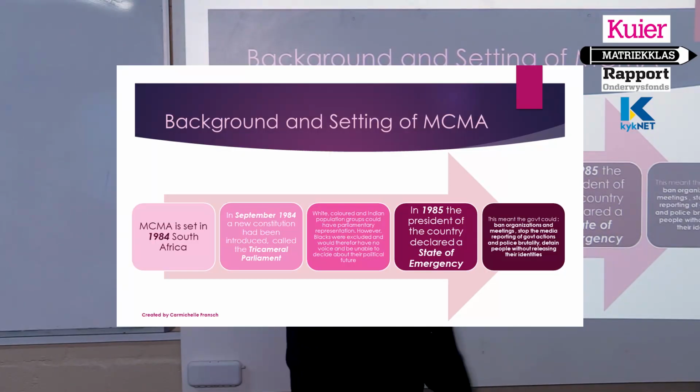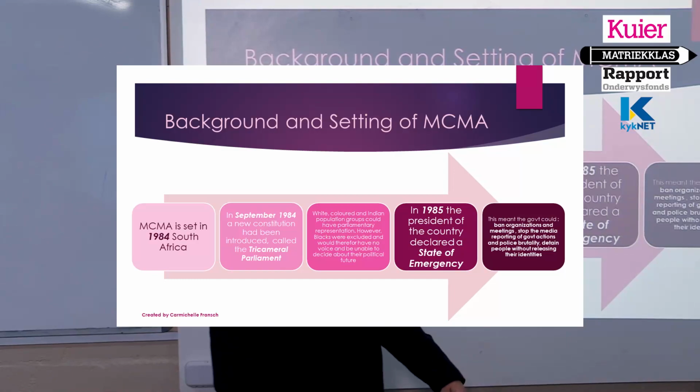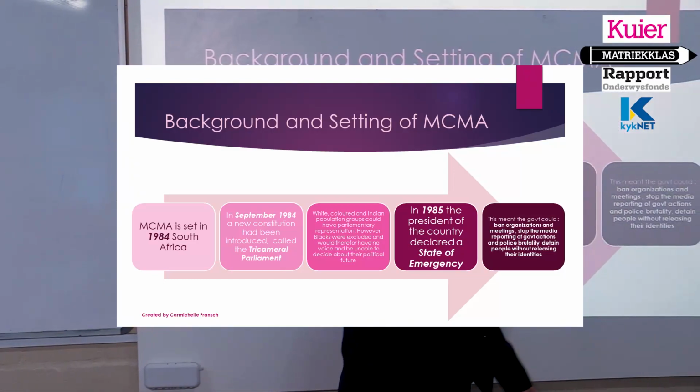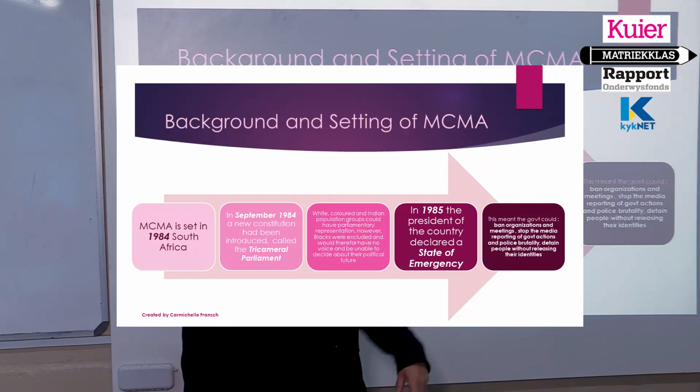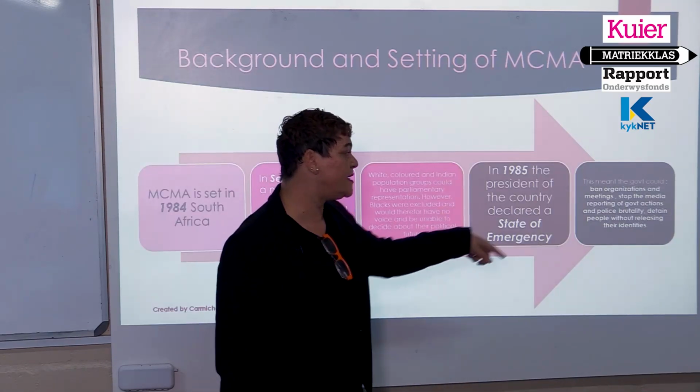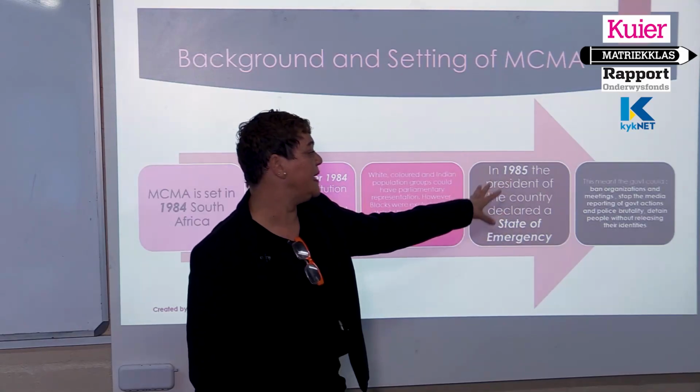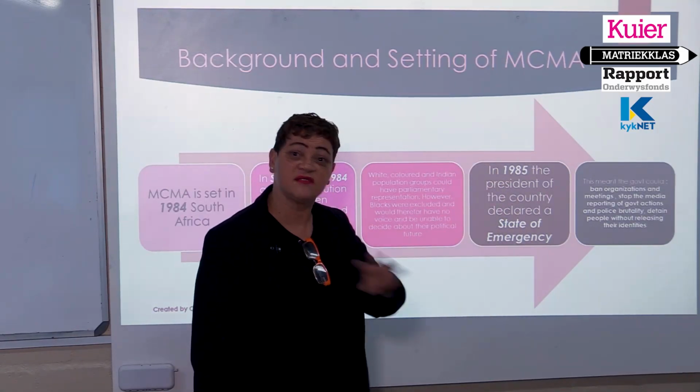1985, President of the country, state of emergency. What is a state of emergency? They banned organizations and meetings. So you couldn't belong to a political organization and speak out firmly against something. It was banned. The media couldn't report on police brutality, government actions.